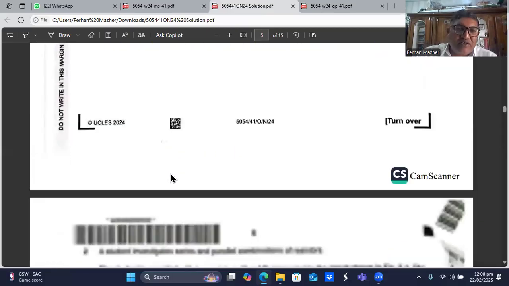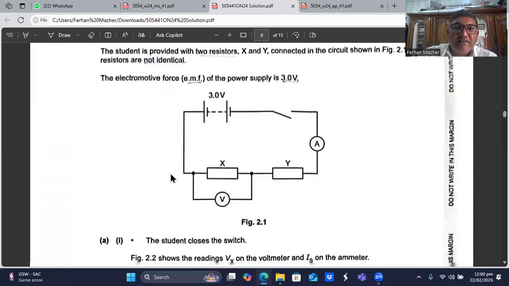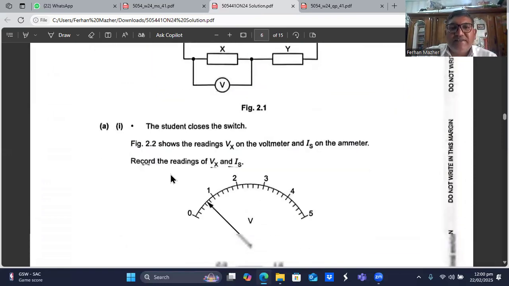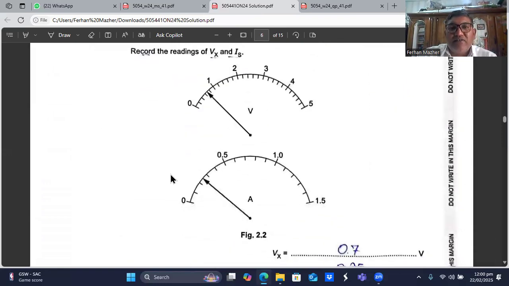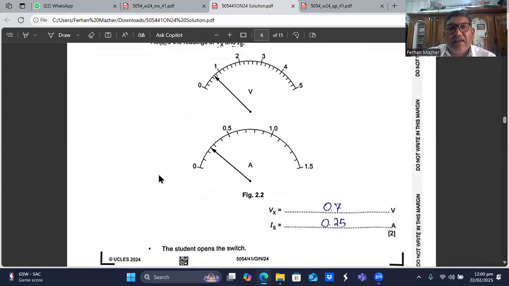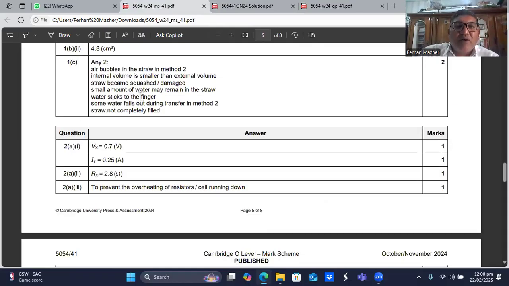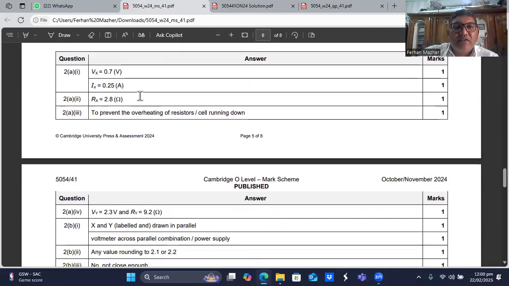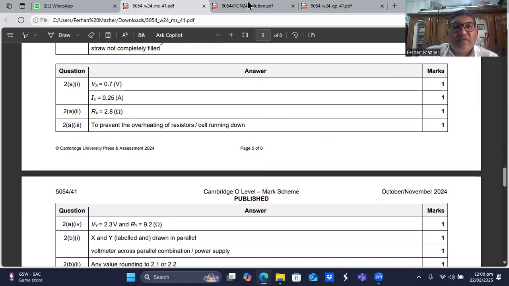So let's go to what I have written. You can see here, I have written 0.7 volt and 0.25 ampere. So let's check from the question marking scheme. Okay, 0.25 ampere.